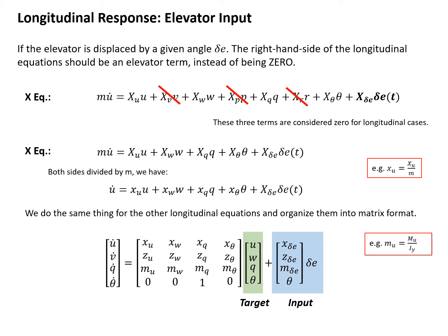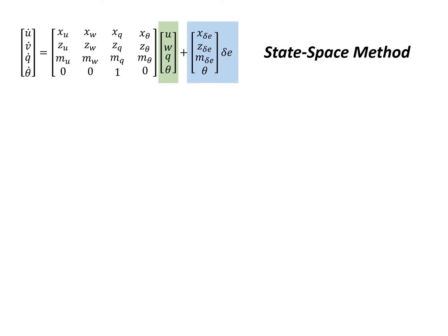And so I highlighted 2 parts, and the unknowns U, W, Q, and theta targets. That's the thing we want to solve. And on the very right-hand side, that's the input term because we have the elevator deflection. Okay, so let's move on.